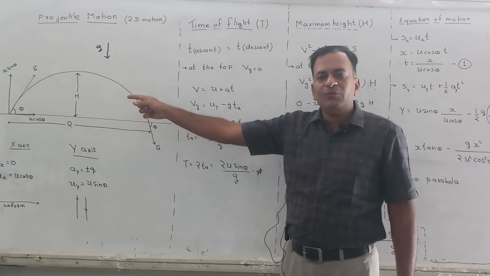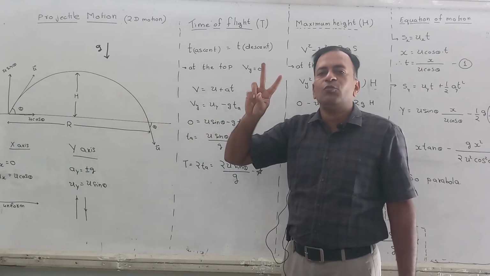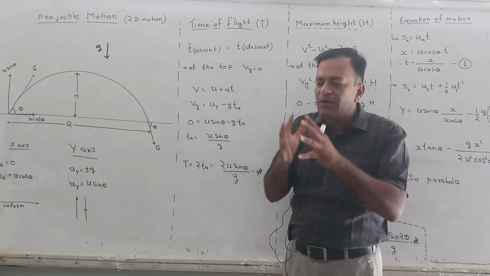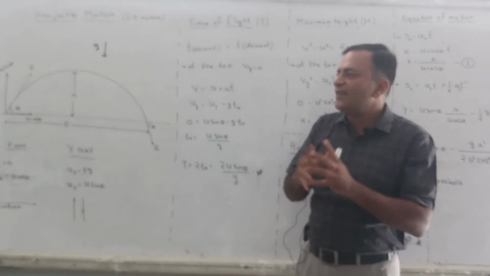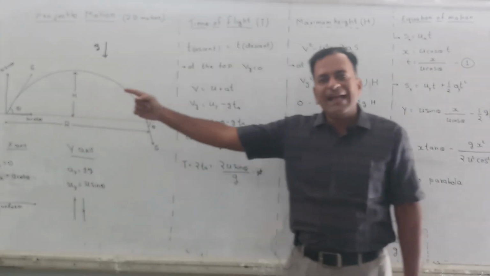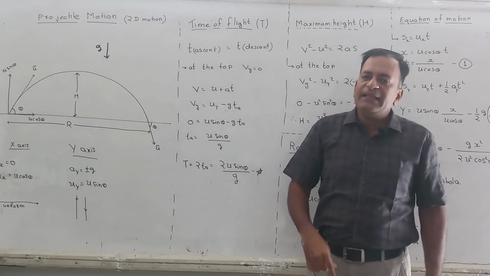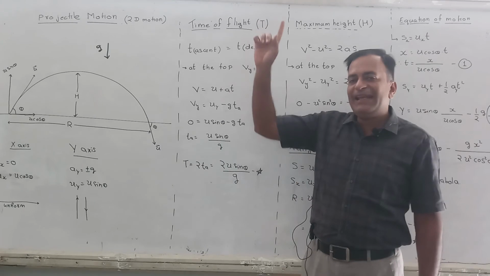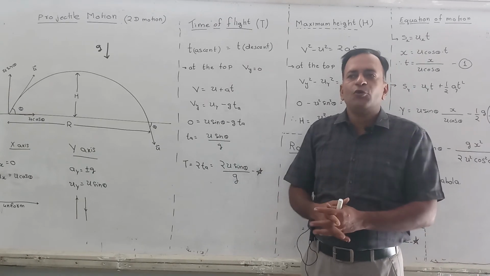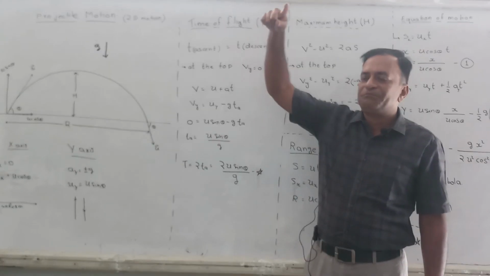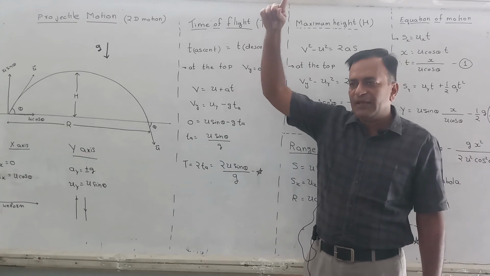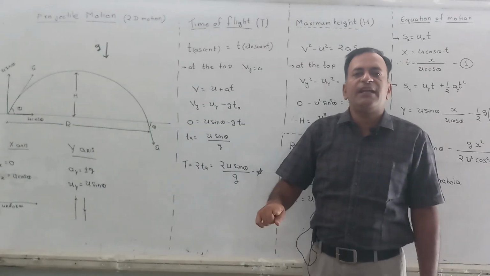For this projectile motion, we combine two motions. दो motion को हम combine करेंगे. What is the first motion? The motion along x-axis, which is uniform like this. And the other motion is in y direction. How is that motion? While going up, retarding, and then coming down, accelerating.